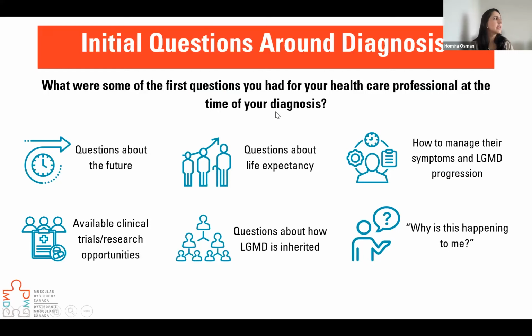And so as we're doing this work, really to improve the outcomes and improve the experiences, we said, well, what were the initial questions that you had? Questions about the future, questions about life expectancy. Questions came up about, how do I manage these symptoms? Are there clinical trials? Are there research opportunities? What about family planning? Is this inherited? And then, why is this happening to me? What is the cause? would often come up.